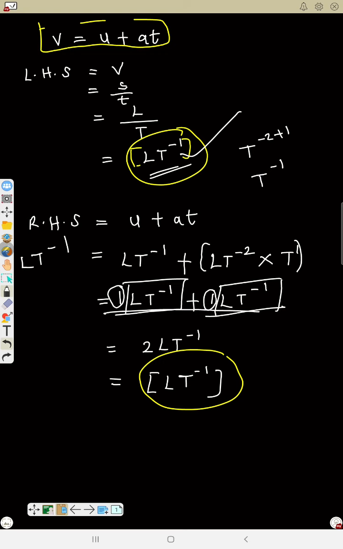So you can use the techniques. If you add the two quantities, then the units must be the same as this, and it's the same. So now let's see another example.